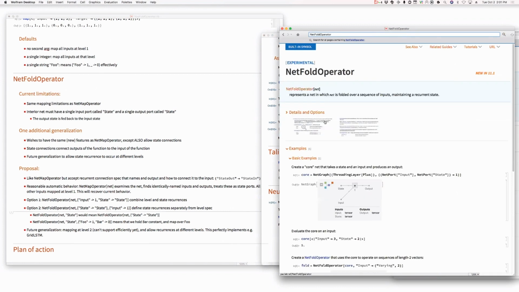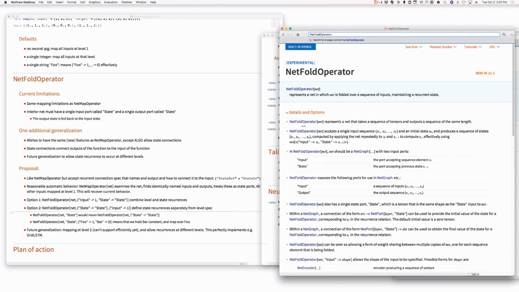Embarrassing to admit, but I need to be. Yes, there's only one output in that core there. To compute SI effectively using net of input arrow SI, state arrow that. Okay, so what are you proposing here?